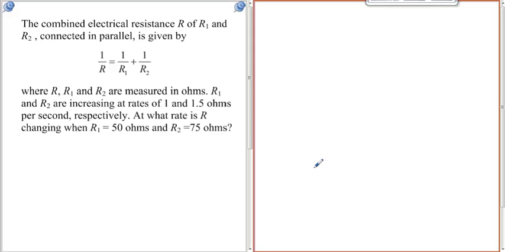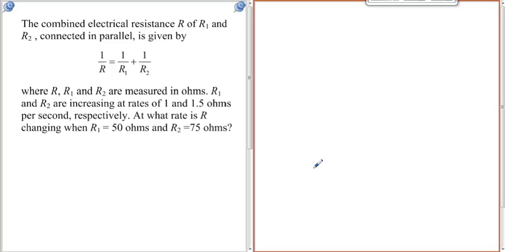Let's take a look at this problem. The combined electrical resistance R of R1 and R2 connected in parallel is given by 1 over R equals 1 over R1 plus 1 over R2, where R1 and R2 are measured in ohms. R1 and R2 are increasing at rates of 1 and 1.5 ohms per second, respectively. At what rate is R changing when R1 is 50 ohms and R2 is 75 ohms?